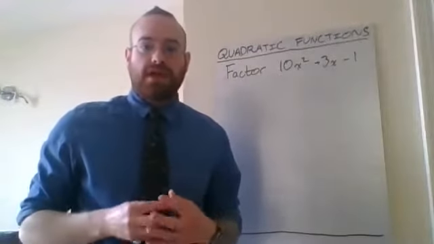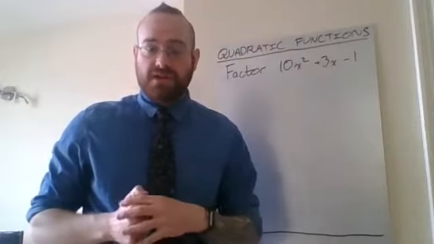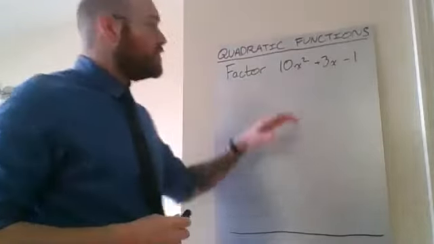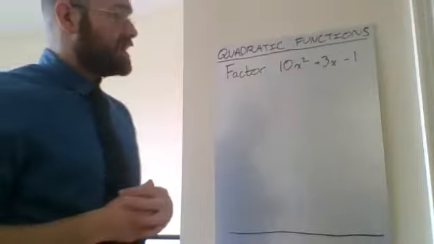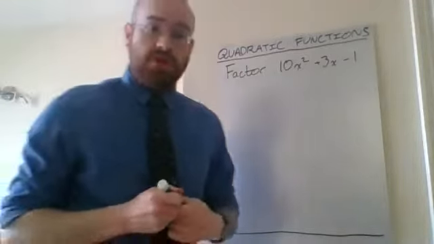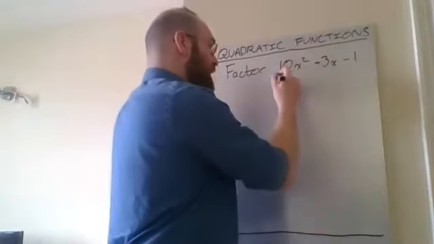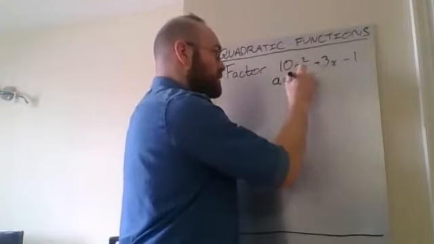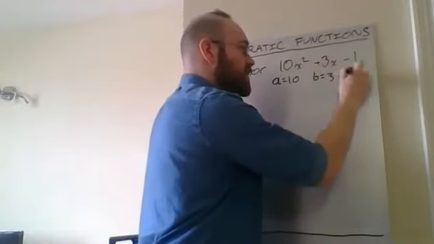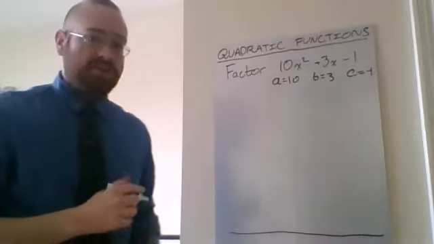We're going to begin looking at quadratic functions, and we're going to start with an example of factoring using the Xbox method. So we've got the quadratic function 10x squared plus 3x minus 1. You may remember that we like to label our coefficients. So A is 10, B is 3, and C is -1. So those are our three coefficients.